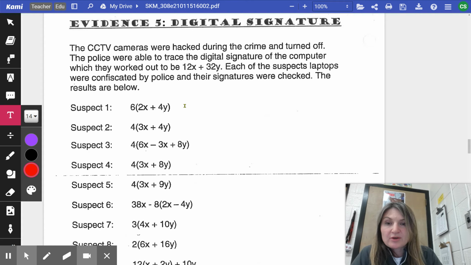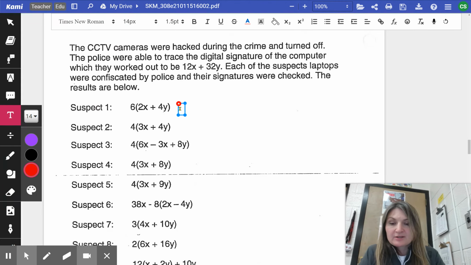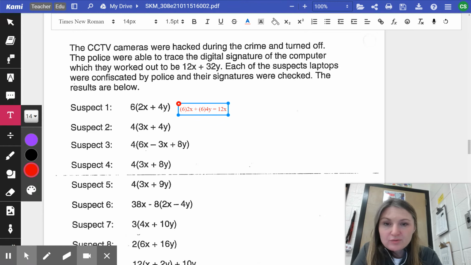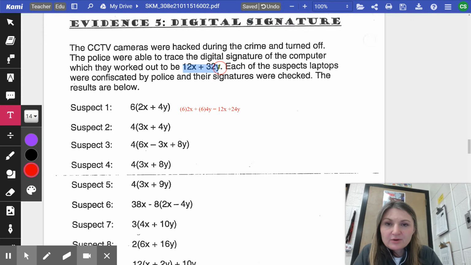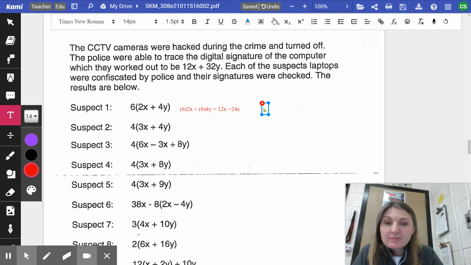All right, so we are going to distribute. Distribute means you multiply the number outside the parentheses by each term inside. So I'm going to do 6 times 2x plus 6 times 4y. Okay, 6 times 2 is 12, so I get 12x plus 6 times 4 is 24y. Does this equal 12x plus 32y? No, it does not. So this person can be eliminated.